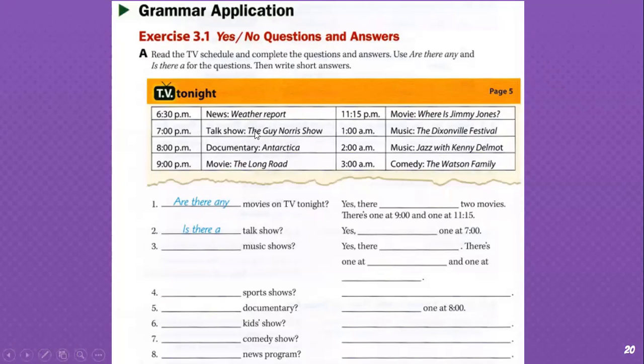Okay, so let's see the TV tonight. At 6:30 p.m. we have the news, the weather report. At 7 p.m., a talk show, the Guy Norris show. At 8 p.m. we have a documentary, in this case about Antarctica. At 9 p.m., a movie, The Long Road. At 11:15, a movie, Jimmy Jones. At 1 a.m., music. At 2 a.m., music, one more time. And at 3 a.m., comedy, which is a kind of movie. Yes? Okay.